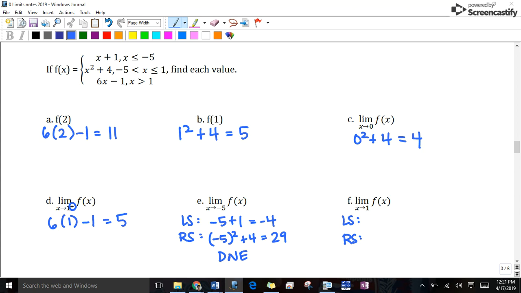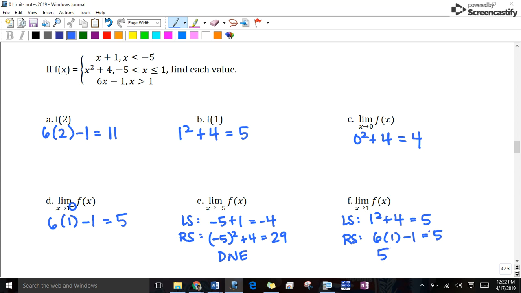Okay, so the left side of 1 would be my middle section, 1 squared plus 4, which is 5. My right side would be the biggest section, which, again, we already found. I'm going to rewrite it. So 6 times 1 minus 1 equals 5. So can you now see that the left side and the right side are approaching that same value of 5? And therefore, my limit would be 5.